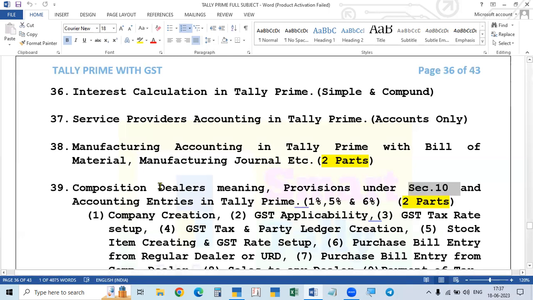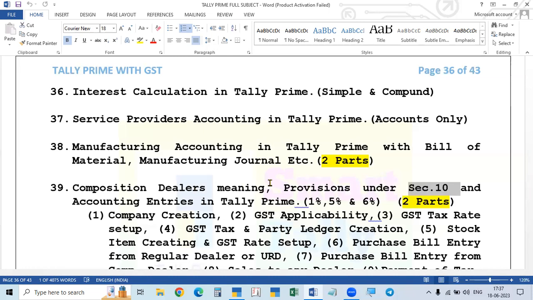So the maximum limit is 1.5 crore. Up to that limit, the persons can register under the composition scheme. While registering itself, the registration number, GST number, everything will be the same. In the registration form, they will ask you, do you want to register under the composition scheme or regular scheme?